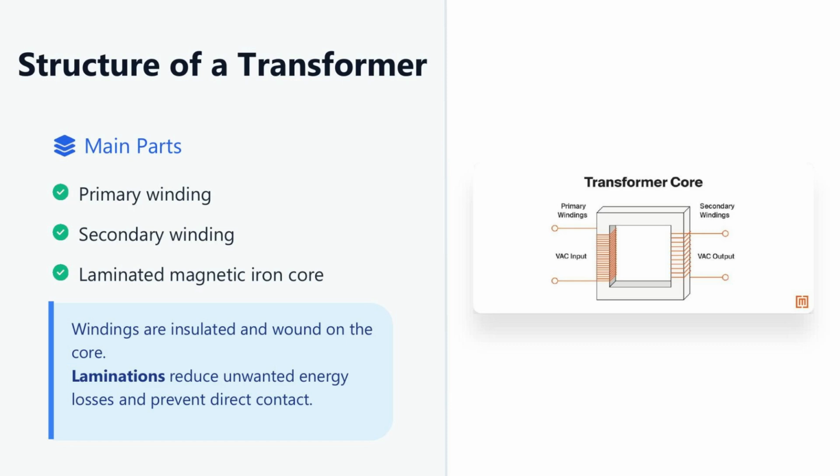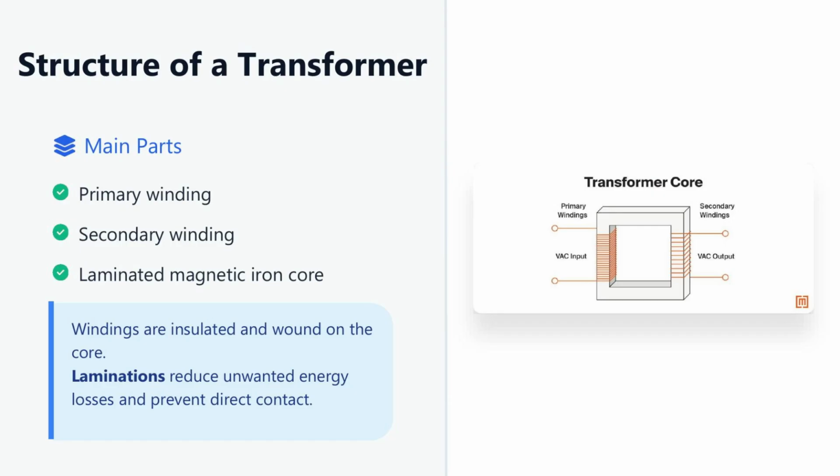It consists of three main parts: the primary winding, secondary winding, and a laminated magnetic iron core. Notice that the primary and secondary windings are separate coils. The primary winding is the input side of the transformer. This is where the incoming alternating voltage is applied.